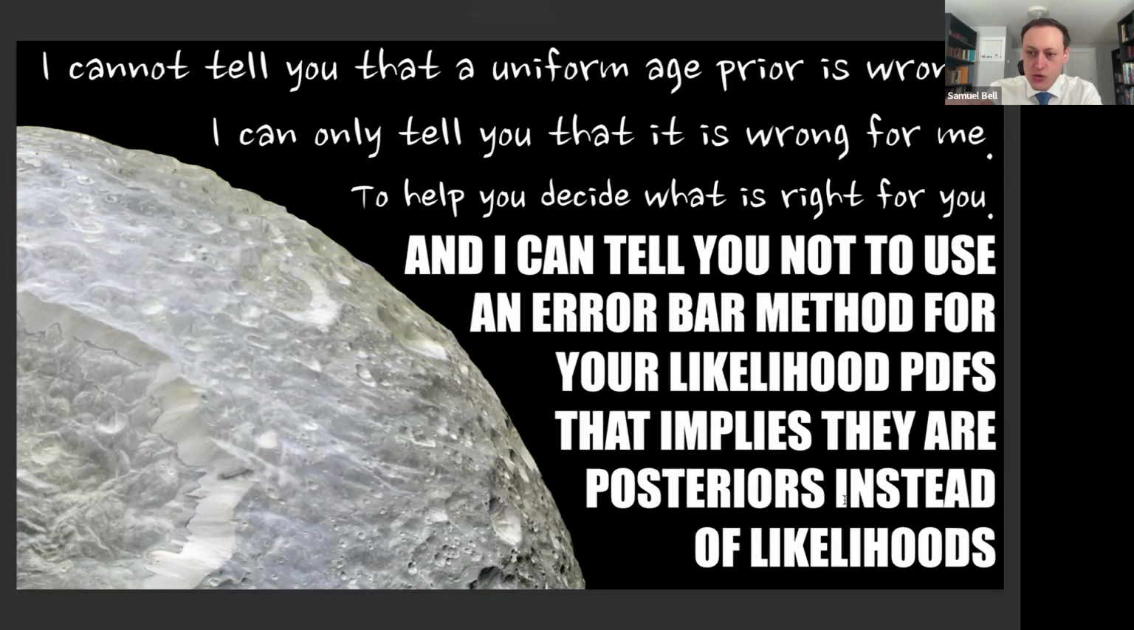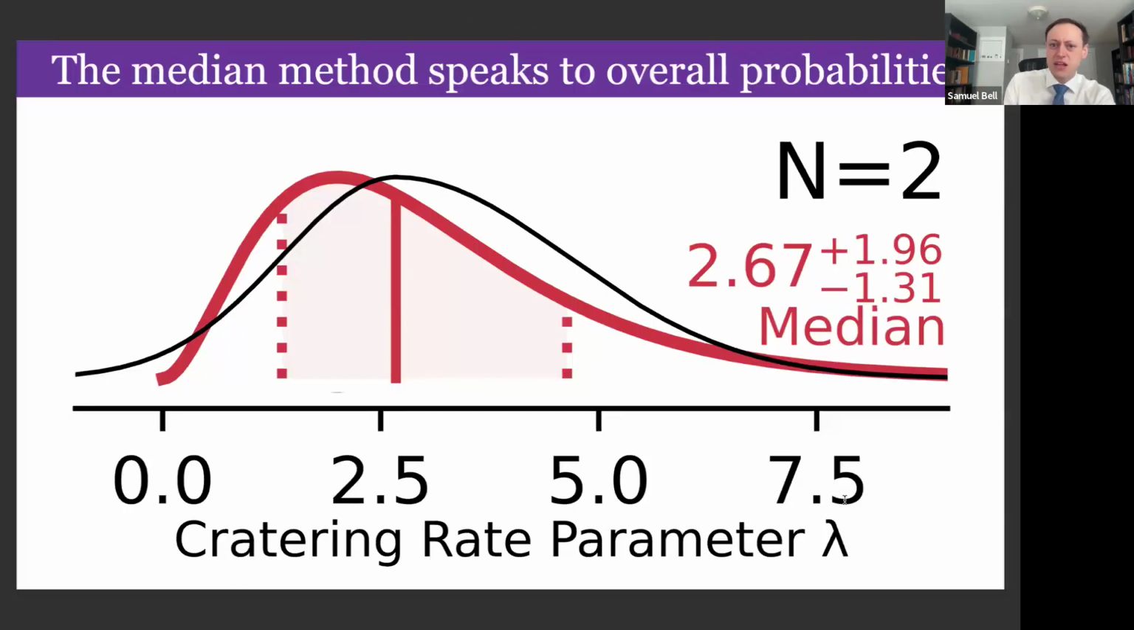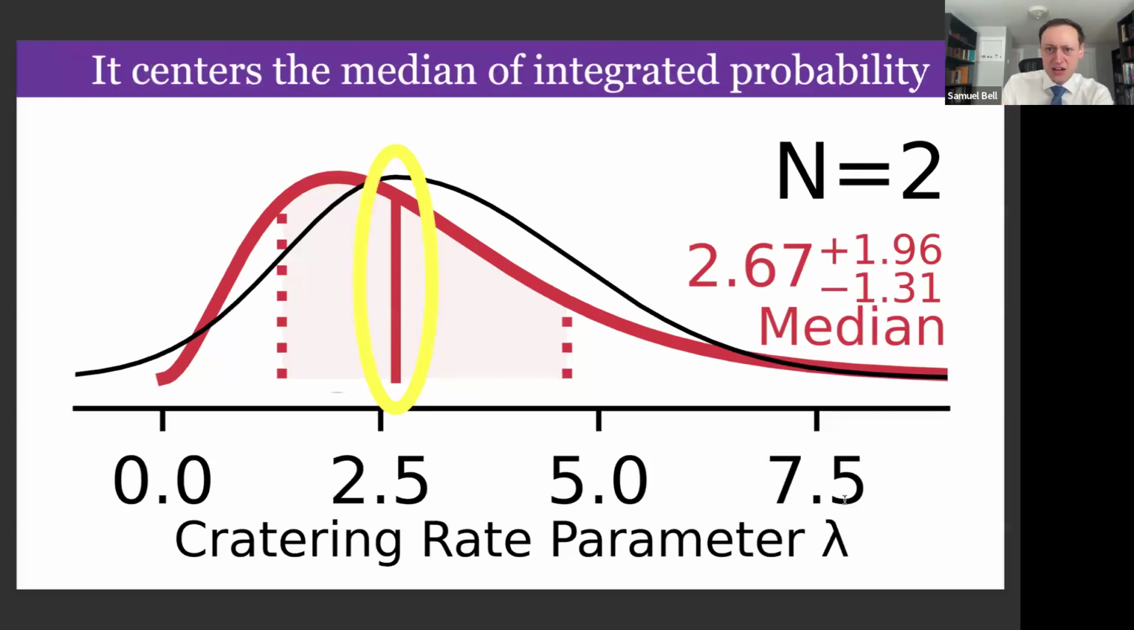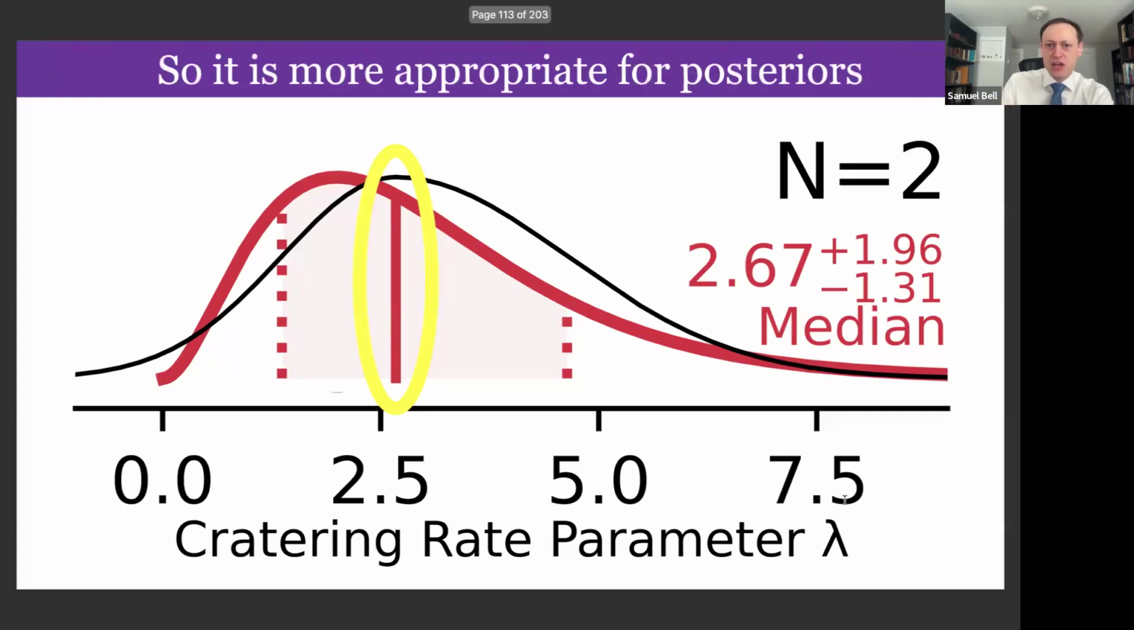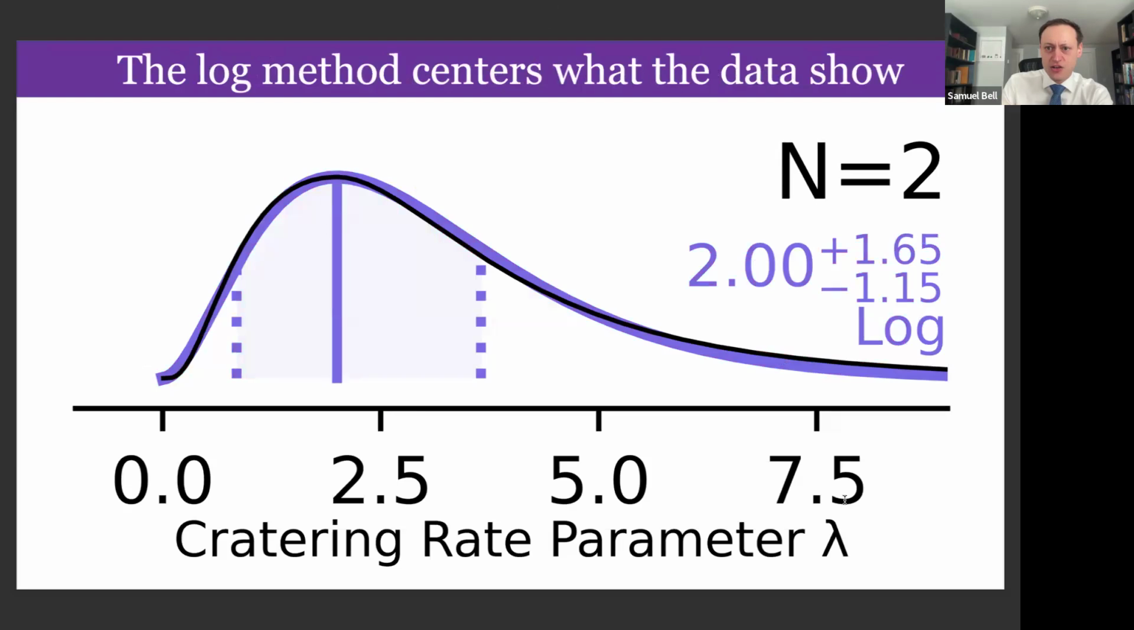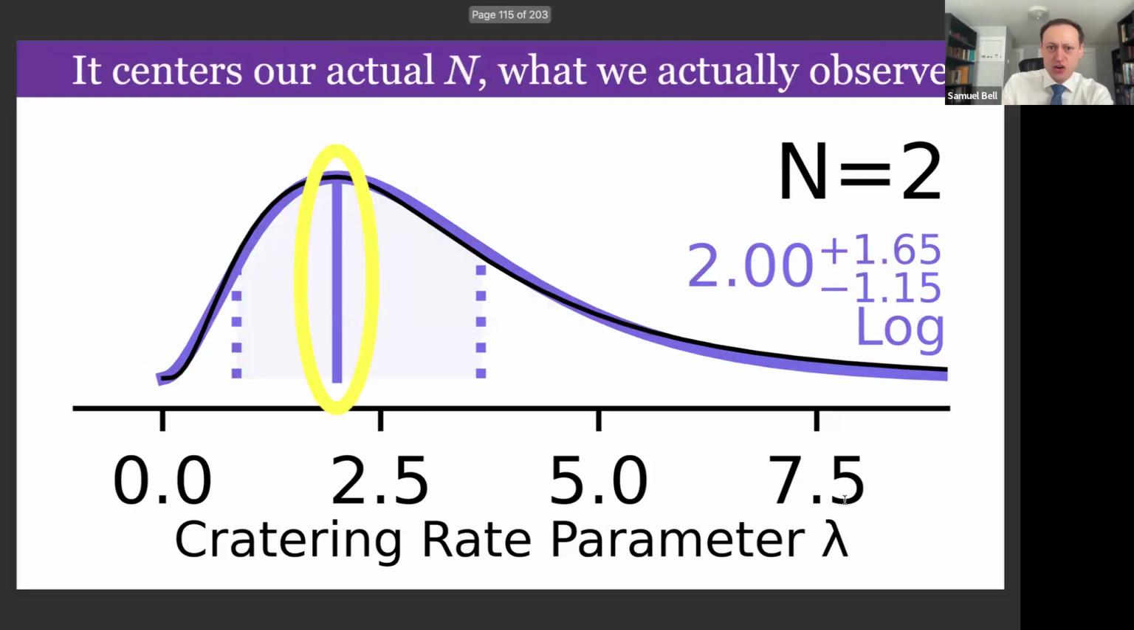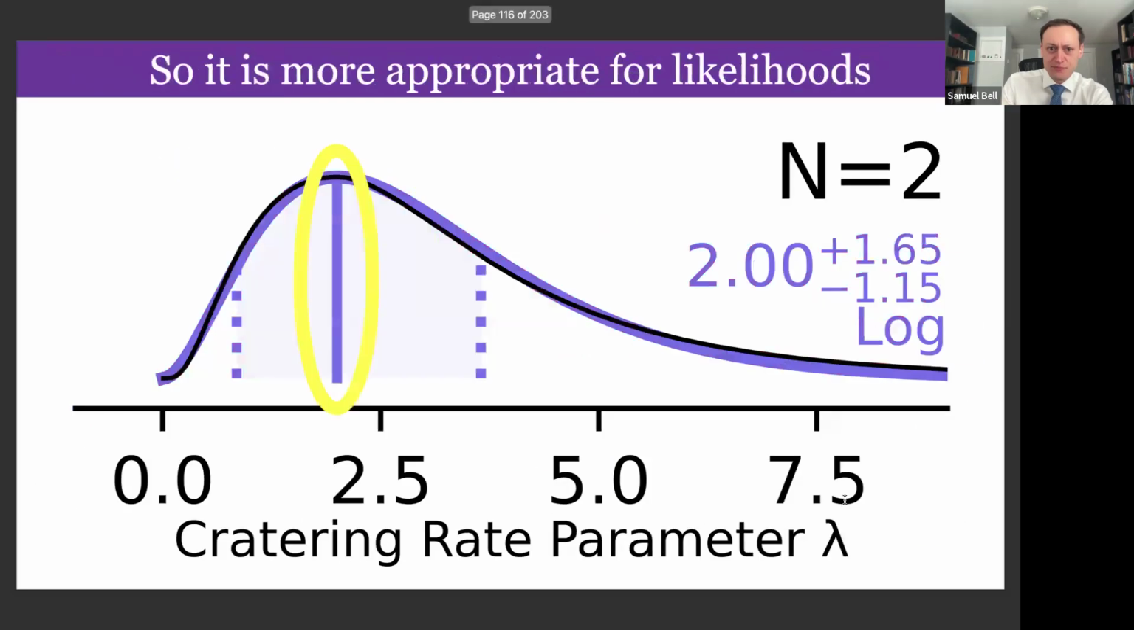And I can tell you not to use an error bar method for your likelihood PDFs that implies they're posteriors instead of likelihoods. The median method speaks to overall probabilities. It centers the median of integrated probability, so it is more appropriate for posteriors. The log method centers what the data show. It centers our actual n, what we actually observe. So it is more appropriate for likelihoods.